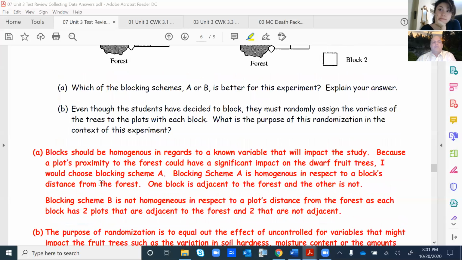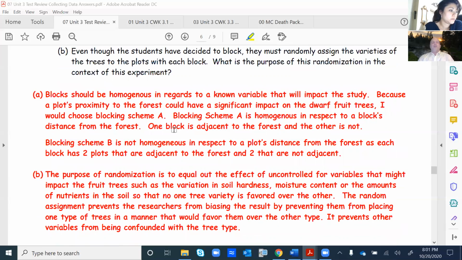All right, part B. Even though the students have decided to block, they must randomly assign the varieties of the trees to the plots within each block. What is the purpose of randomization in the context of the experiment? The purpose of randomization is always the same: to account for or minimize the effect of variables that were not directly accounted for in the design. We directly accounted for the forest by blocking on the forest, but there are a lot of things we did not block on. So the purpose of randomization is to equal out the effects of uncontrolled-for variables. That is a great way of phrasing that.